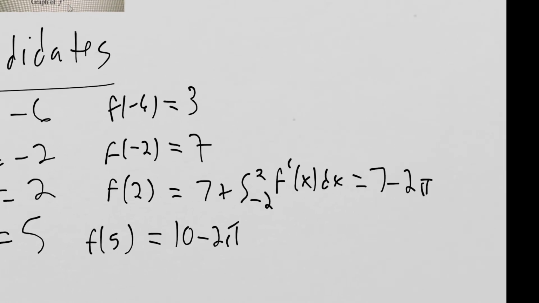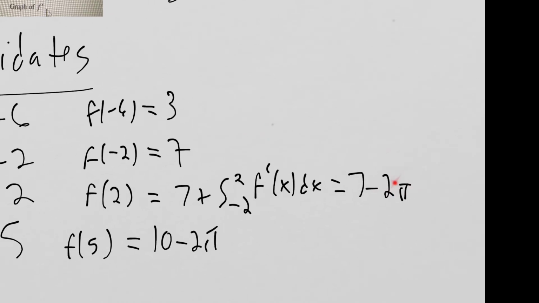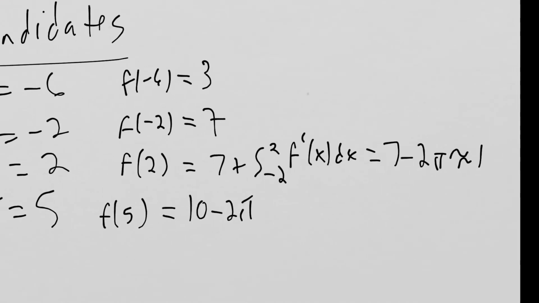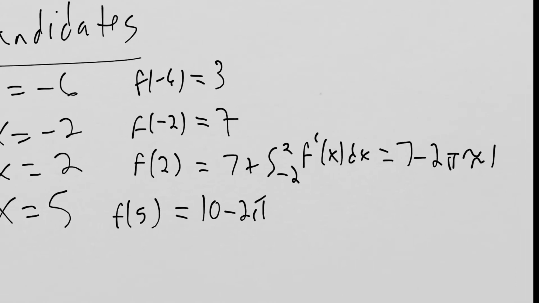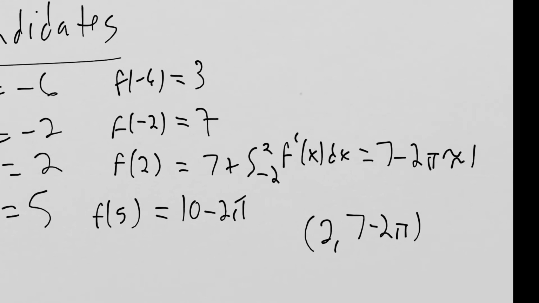Okay, so what is the smallest of these values? Well, 7 minus 2 pi is smaller than 10 minus 2 pi, obviously. It's also obviously smaller than 7, and it's also smaller than 3 because we can think of 2 pi as being about 6, so this is going to be approximately equal to 1. So that means the absolute minimum happens at 2 comma 7 minus 2 pi. 7 minus 2 pi is the absolute minimum, which happens at x equals 2.